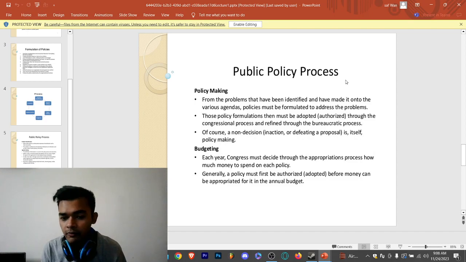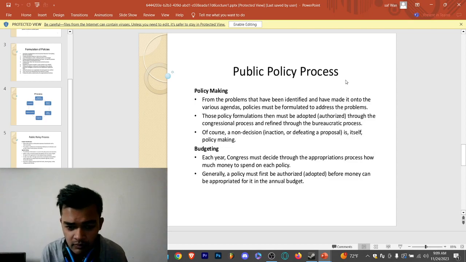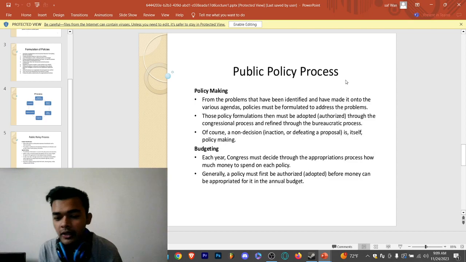Then we have budgeting. Each year, Congress must decide through the appropriations process how much money to spend on each policy. Generally, a policy must first be authorized or adopted before money can be appropriated for it in an annual budget.